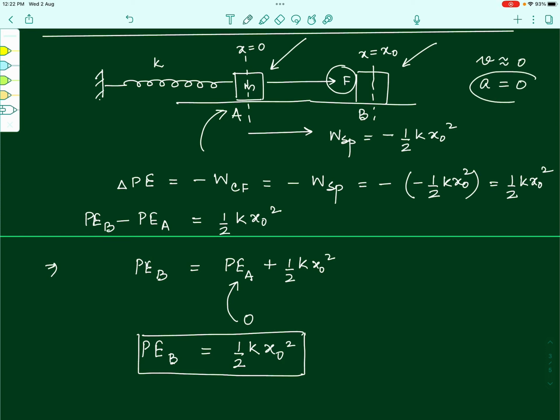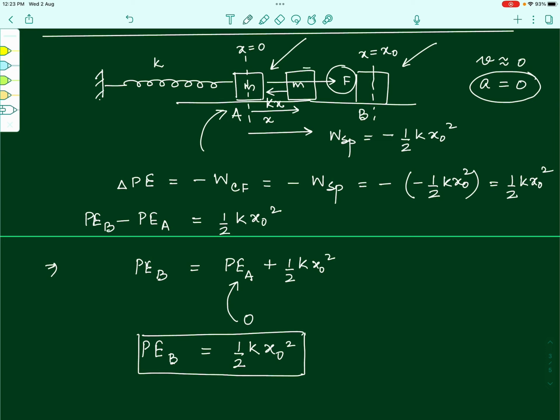As soon as we say that acceleration of the block is 0, that means the net force on the block is 0. Now, we understand that when the block is at any intermediate point where the displacement of the block is x and the spring is also stretched by x, the spring force that will come and act on the block will be kx in the backward direction, leftward direction.